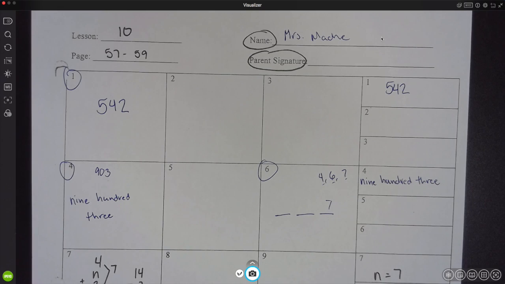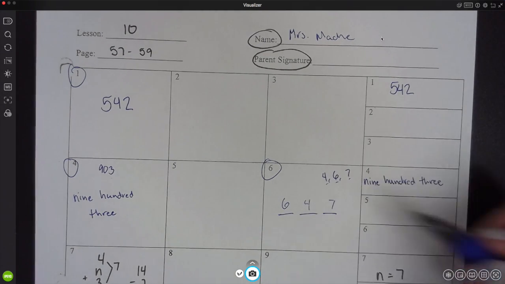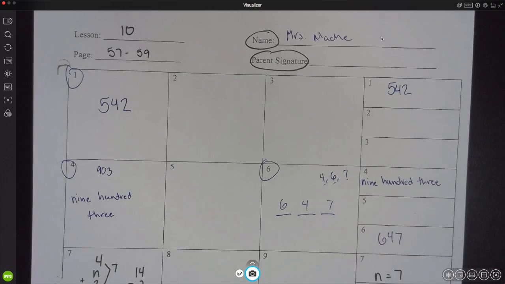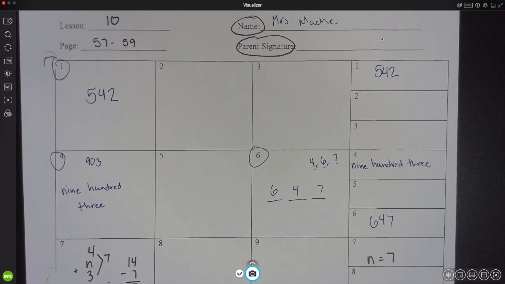All right, now it's got to be bigger than 600. So we need the 6 to go in the hundreds place so that we can put the 4 there and make it so that 647 is bigger than 600. Make sure you write it in the answer at the side. Pause it there if you're not done with all of those because I'm flipping over to the back.